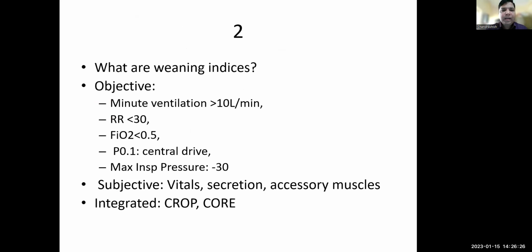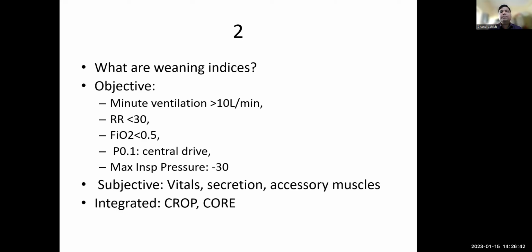Now, the second commandment is, what are the weaning indices? There are various weaning indices, and this is often asked in the examination. Some are objective, some are subjective, and some are called integrated indices. I'll first talk about the subjective indices.